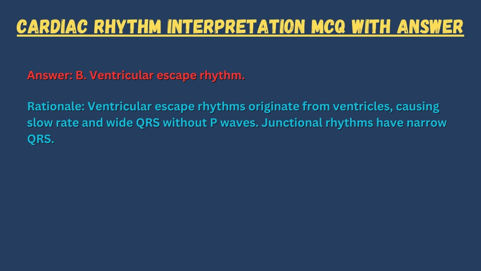Answer: B. Ventricular escape rhythm. Rationale: ventricular escape rhythms originate from the ventricles, causing a slow rate and wide QRS without P waves. Junctional rhythms have a narrow QRS.